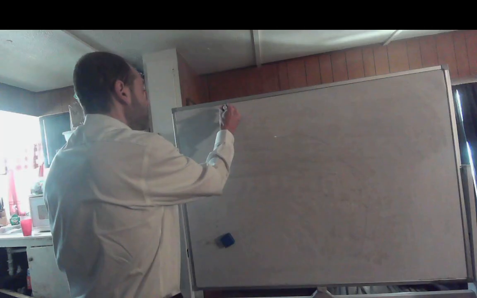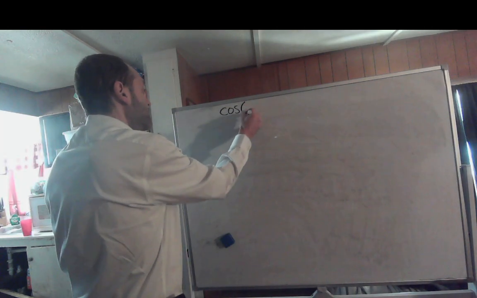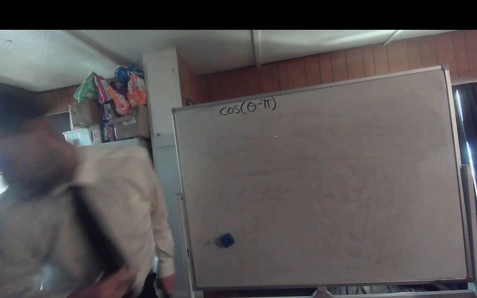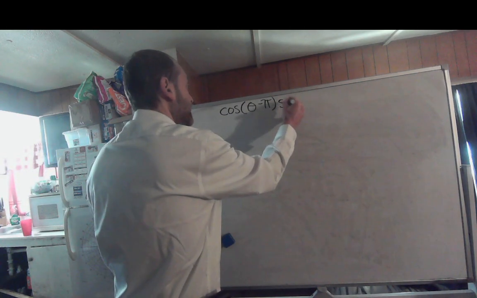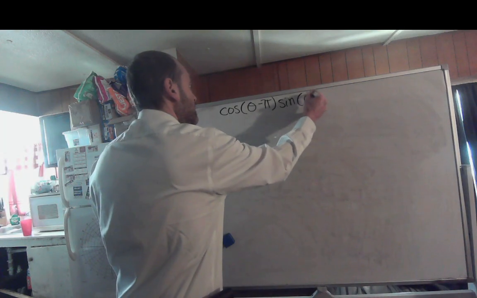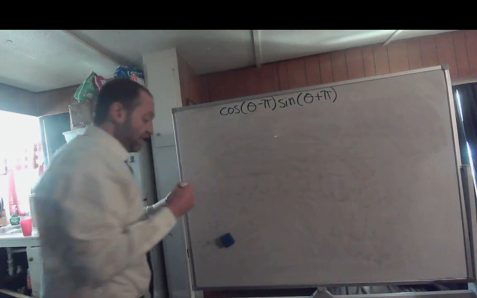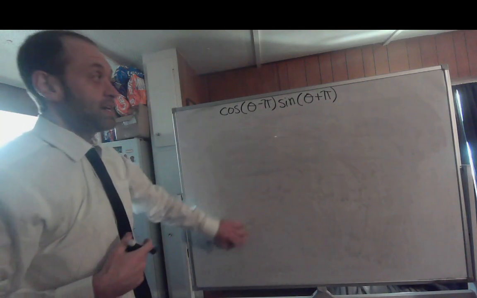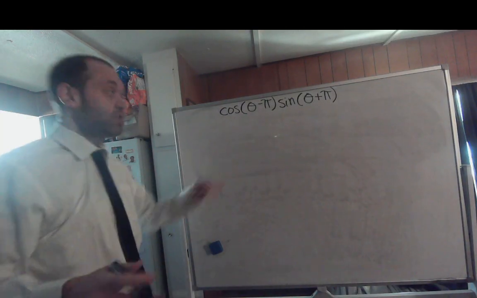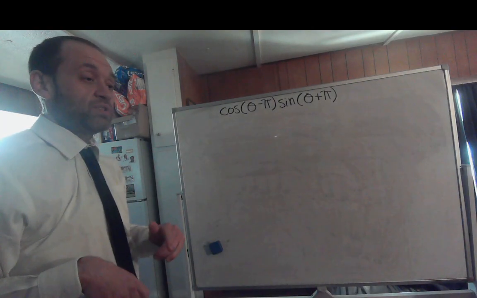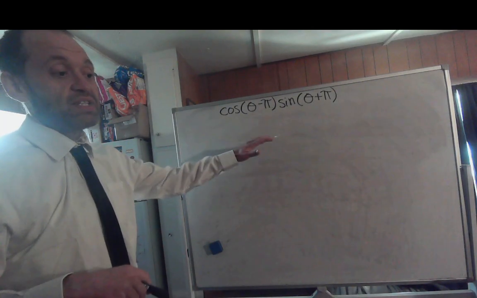So we have the cosine of theta minus pi, good one, times the sine of theta plus pi. So we haven't really done a cosine times sine product yet, and these don't occur very often, honestly. It's normally sine times cosine. The cosine times sine doesn't occur nearly as often.